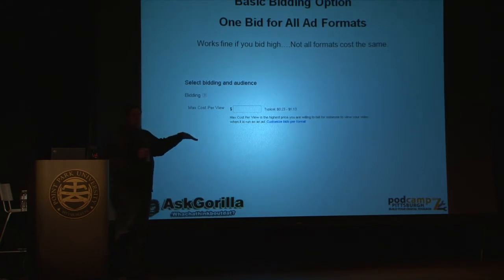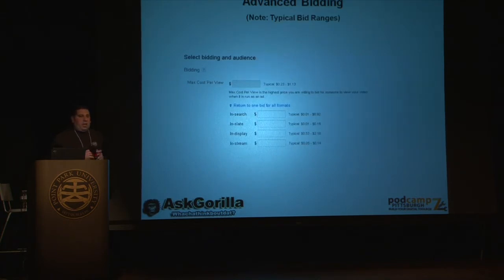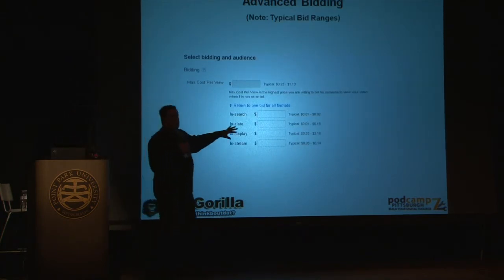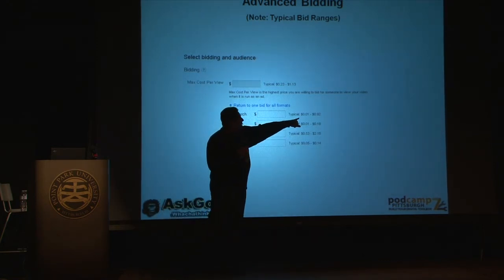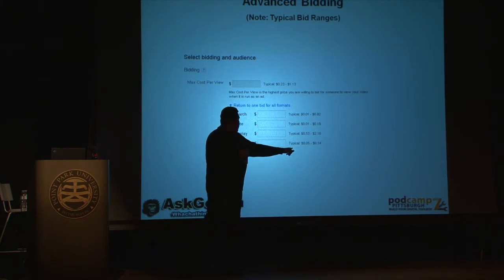Remember those 4 formats? Each one of those costs a little different. What I suggest is you understand your market, you understand the 4 types of ads that you want to run, and now look at the typical range. In search, a penny to 92 cents. In stream, a nickel to 14 cents.